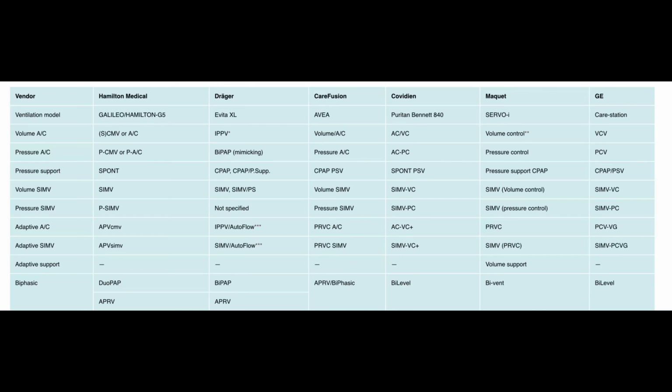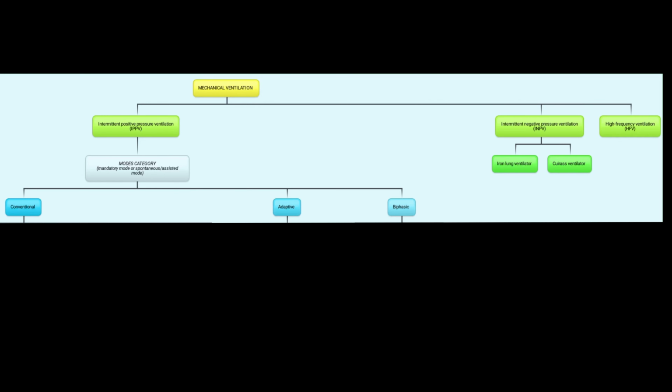Books, articles, and lectures discuss and classify modes of ventilators differently, but basically all common ventilator modes can be divided roughly into three categories: conventional, adaptive ventilation modes, and biphasic ventilation modes. In these categories, it's either mandatory or spontaneous assisted modes.